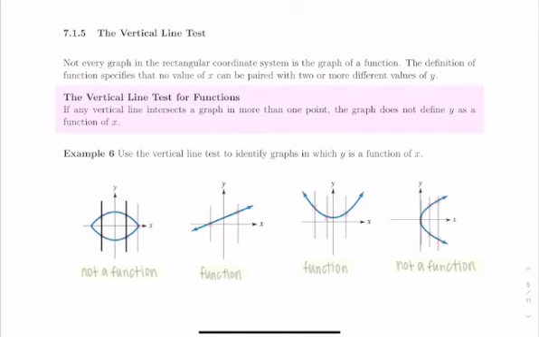So looking at the first one, you can see that I'm hitting 2 points on both of these. Even if I draw a vertical line at the end, where I'm only hitting 1 point, it still failed on my other lines, which means that this is not a function.